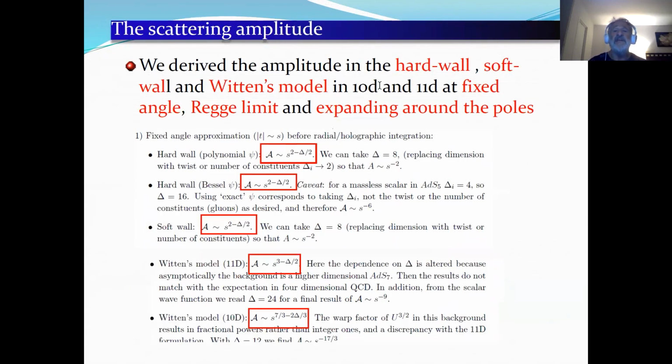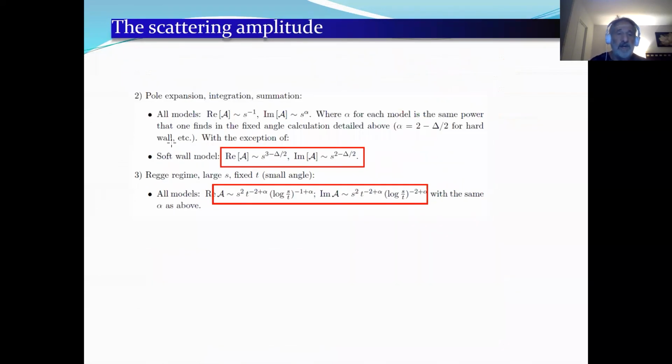We derived this amplitude in the hard wall, in the soft wall, and in Witten's model. In Witten's model, both in 10 and 11 dimensions, we did it for fixed angle, in the Regge limit, and also expanding around the poles. In all these cases, not always the same, we always get a power law behavior. So this was for fixed angle in the various models, and then for the pole expansion and for the Regge region. This is a way to relate stringy soft scattering to the partonic one.